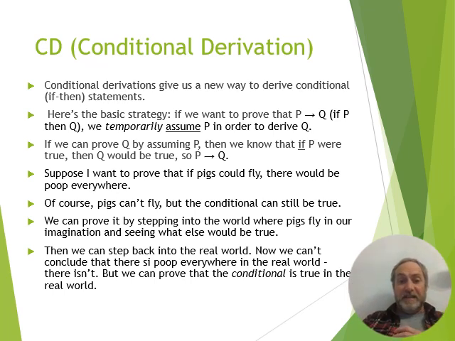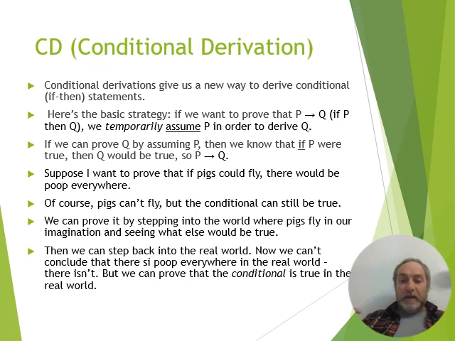As an example, suppose I wanted to prove that if pigs could fly, there would be pig poop everywhere. Obviously, pigs don't fly. The antecedent isn't true, but the conditional can still be true. It's about another world where pigs did fly.